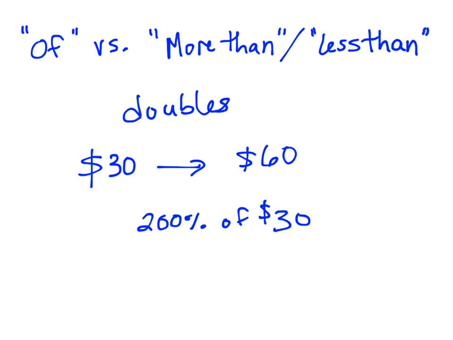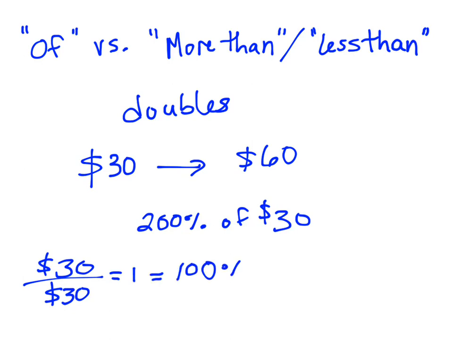And then the "more than," well, we know it's $30 more than. To find that relative change, we look at the absolute increase of $30, and then we compare that back to the reference value, which is the original $30, and that gives us 1, which is 100%. So it would also be correct to say that $60 is 100% more than 30.